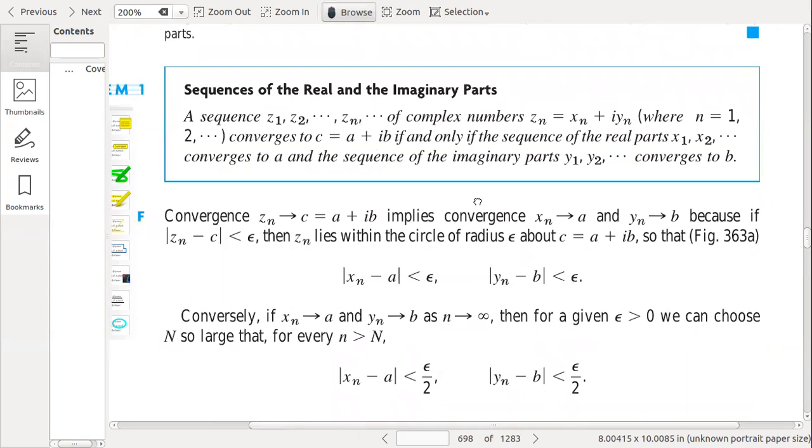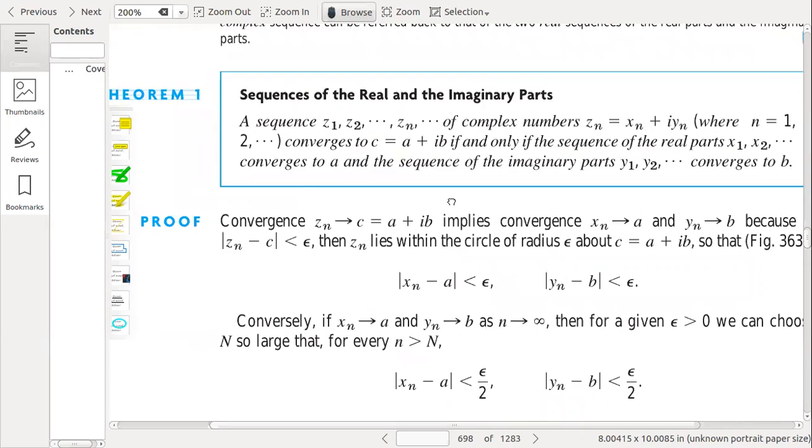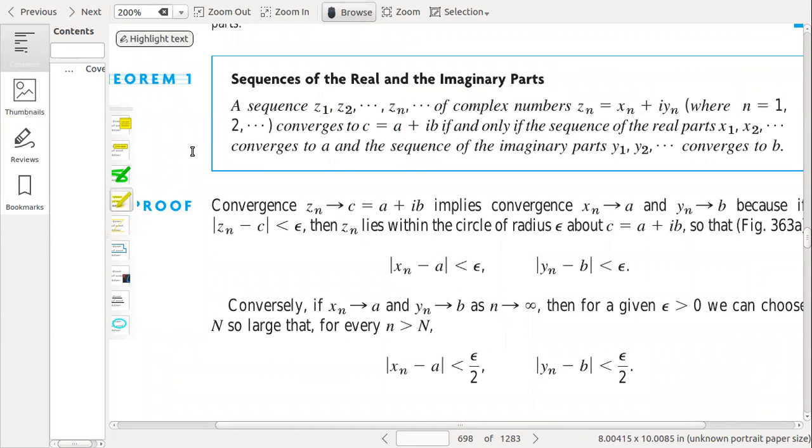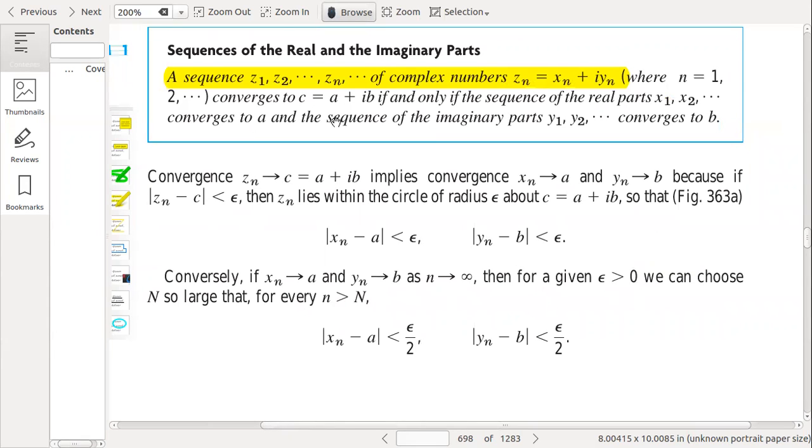Next is the sequences of the real and the imaginary parts. That is a theorem. A sequence of complex numbers Zn, where n is equal to 1, 2, and so on, converges to C equal to a plus i b, again a complex number, if and only if the sequence of the real parts converges to a and the sequence of the imaginary parts converges to b.